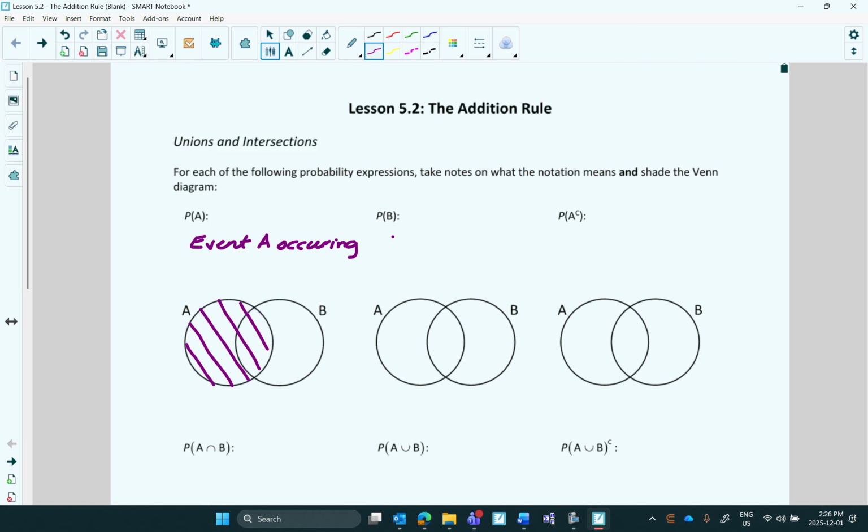Similarly, if I wanted to find the probability of event B, that would mean event B occurring, and I would shade the entire circle B. So notice in those situations that in the first one, part of A also included some other event B happening.